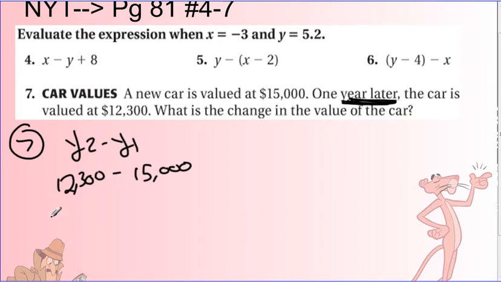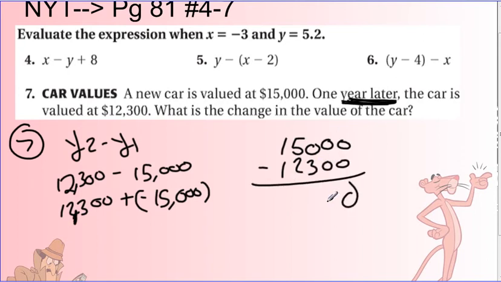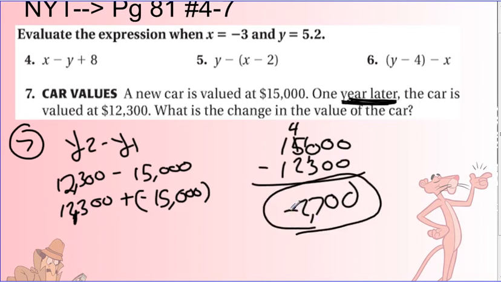Keep, flip, change, 12,300, it's a comma, not a decimal, plus a negative 15,000. The signs are different, subtract. Now, when you subtract, you always put the bigger number on top. All right, let's subtract. 0, 0. Cannot subtract it. Borrow. 7, 2, 0. Keep the sign of the bigger number, which is negative, because the price went down by $2,700. That's why it's a negative change. The price went down.